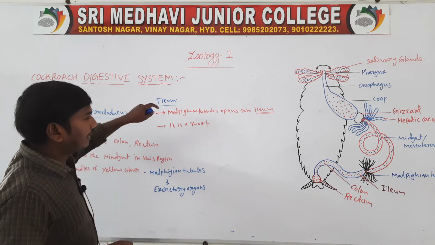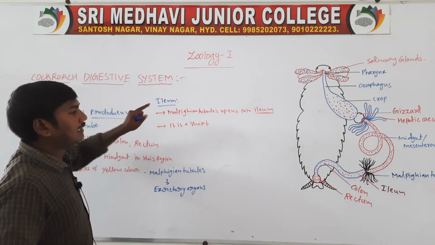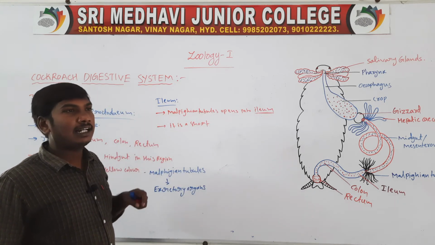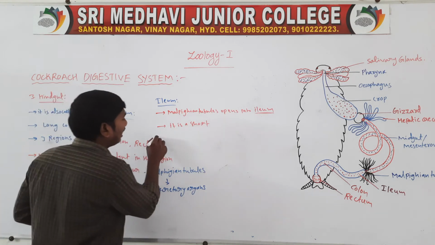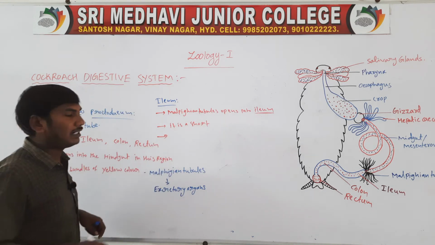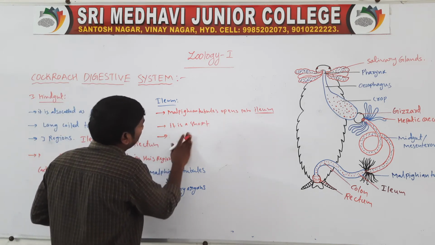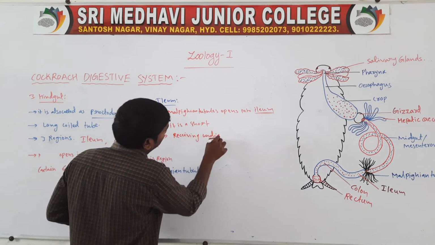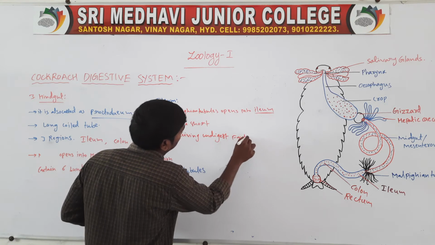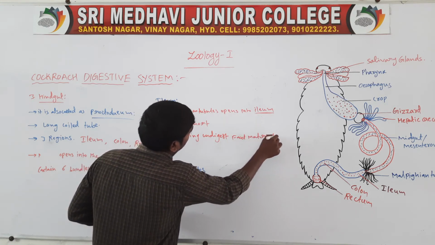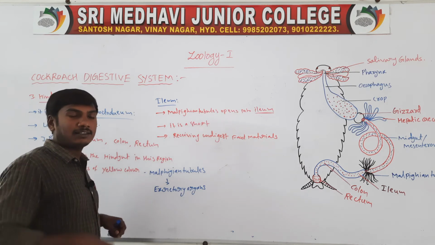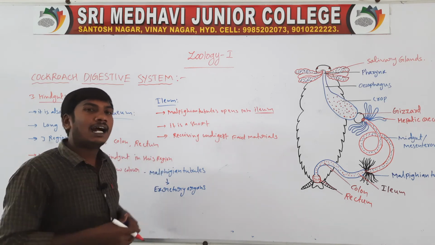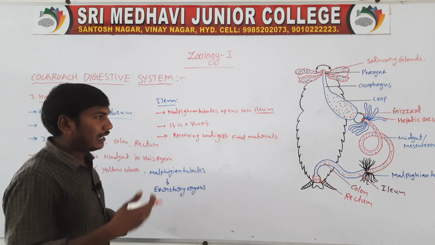The midgut opens into the ileum region. The 6 bundles of yellow colored tubules, called Malpighian tubules, open into the ileum. The ileum receives the undigested food materials from the midgut, and it receives from the Malpighian tubules.